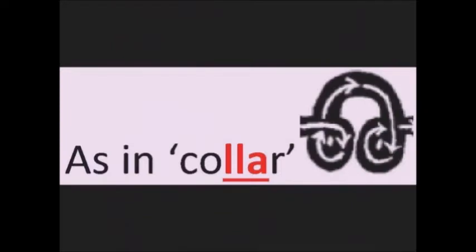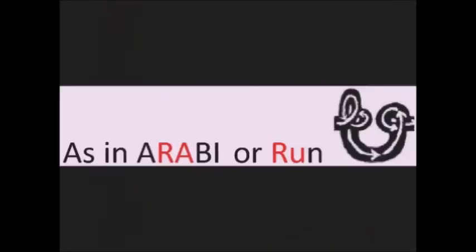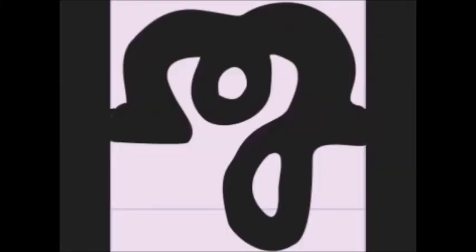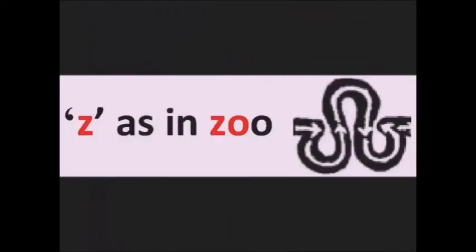Ha as in hut, la as in collar, ra as in Pura or Param, pronounced with rolled up tongue. Ra as in Arabi or run. Na as in nut, true dental. Ta as in Tata. Fa as in father. Za as in zoo.